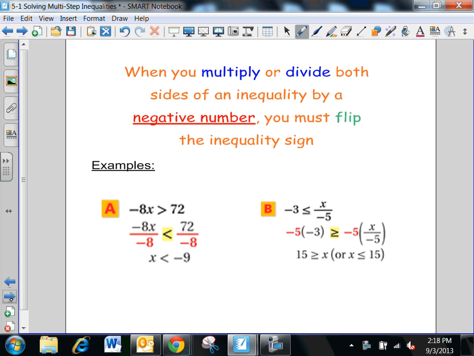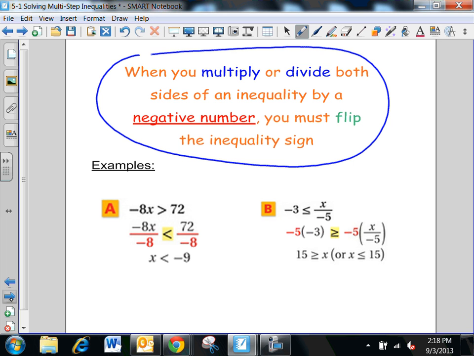So the very first and most important thing that you need to learn for inequalities is this fact right here. Make sure you write this down and understand it. It says when you multiply or divide both sides of an inequality by a negative number, you must flip the inequality sign. So we're going to flip the inequality sign from less than to greater than, or from greater than to less than. So here are two good examples, example A and example B, for how we're going to flip the sign.